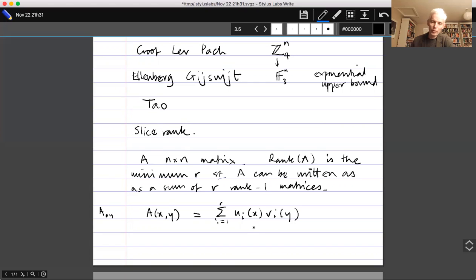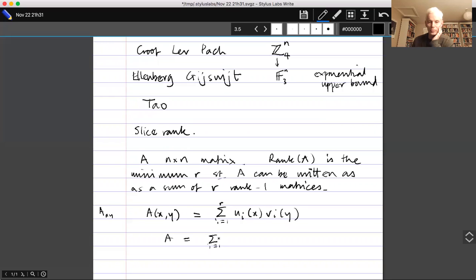So a rank 1 matrix is one that can be written as just a product of two functions of one variable each. And then a rank r matrix, or a rank at most r matrix, is one that can be written as a sum of at most r of these. And if you want quite a nice notation for this, you can write it as the sum for i equals 1 to r of u_i tensor v_i. So u_i tensor v_i is just notation for the function that takes (x,y) to u_i(x) times v_i(y).